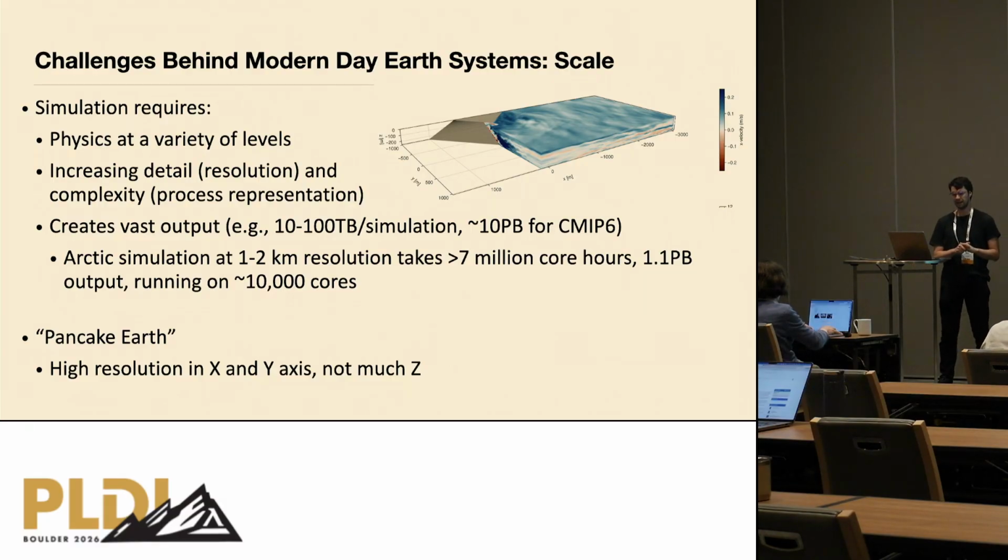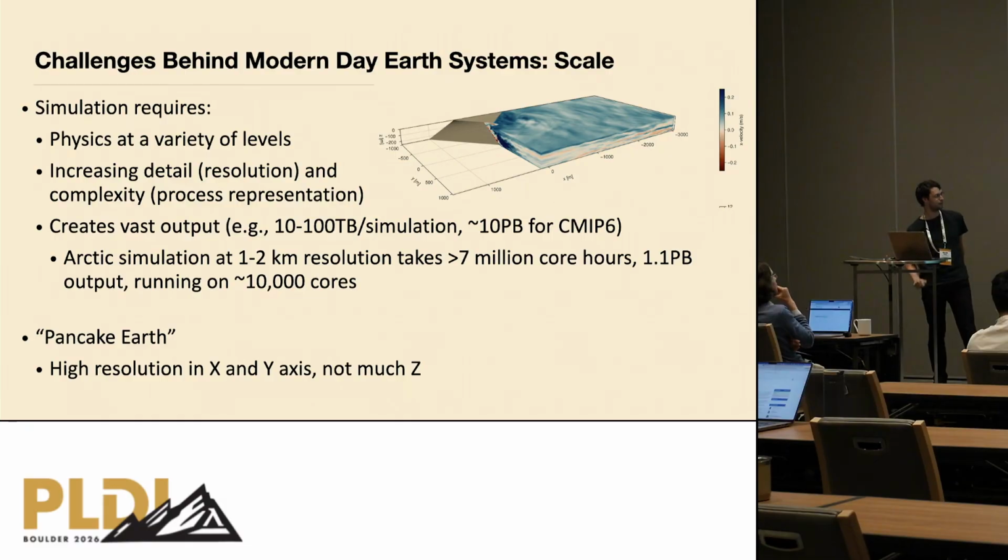As an example, for some simulations like CMIP6, we have like 10 petabytes of outputs. If you just look at, say, an Arctic simulation, not even the whole world, at 1 to 2 kilometer resolution, that takes 7 million core hours, creates another petabyte of output, and runs on 10,000 cores. And I will note that 1 to 2 kilometer output is nice, but people nowadays are trying to do 200 meter output, and obviously that goes up by the square plus.